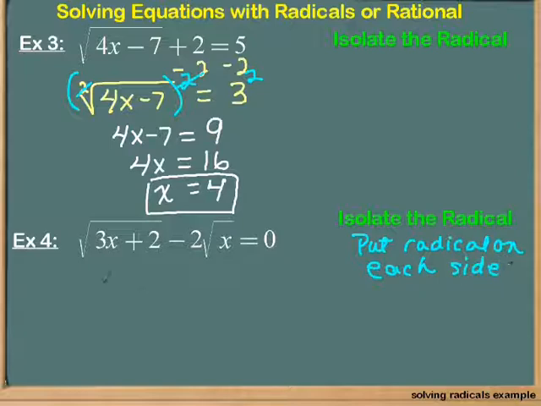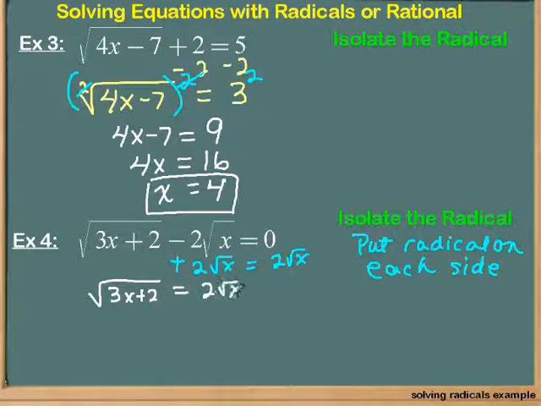This is where we're very, very tricky. We can be sneaky here. And so I'm going to add that 2 root x to both sides, and that's going to leave me with a square root of 3x plus 2 equals 2 root x. Now, I can go ahead and square both sides. So if I square this side, I'm going to get rid of the radical, and I'm going to square the side with the 2 root x.